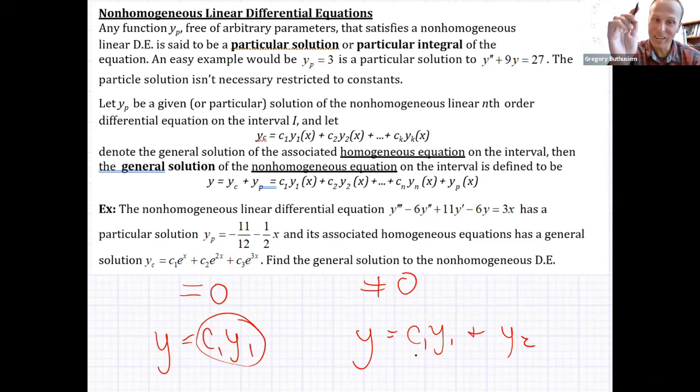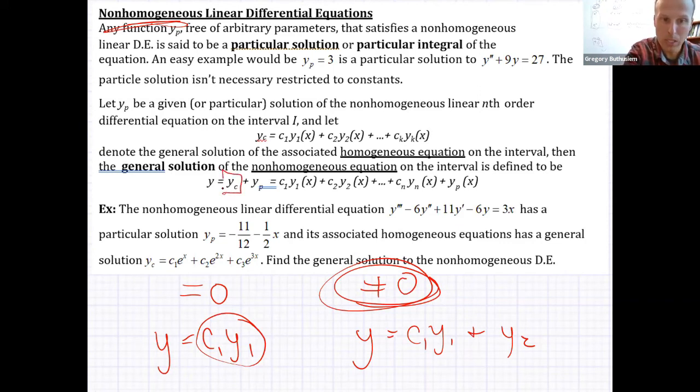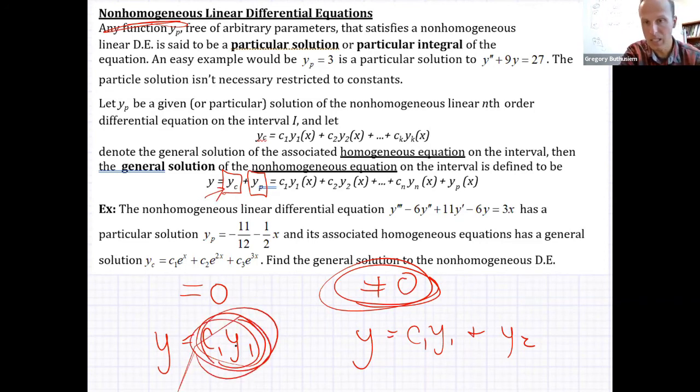Okay. This is where it comes into play. Because when we solve the non-homogeneous ones, the not equal to 0 ones, there's going to be two parts to these answers. One part we're going to call y sub c. The other part we're going to call y sub p. And if we can find those two pieces, we can solve the non-homogeneous differential equation. Now, what are these two pieces? The y sub c piece is the piece that has these c values in it, which is going to be the solution to the associated homogeneous differential equation.